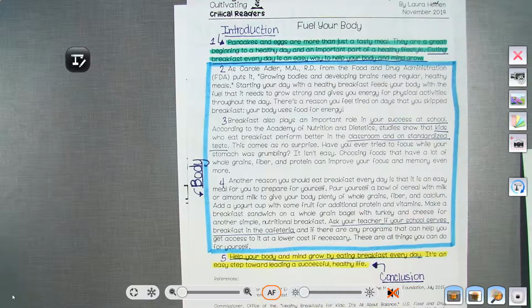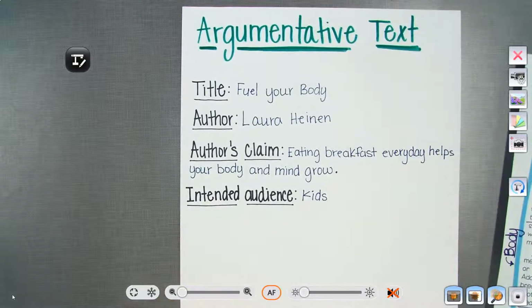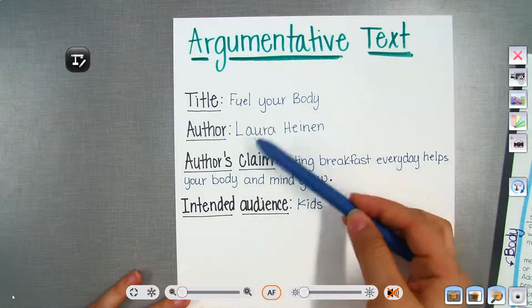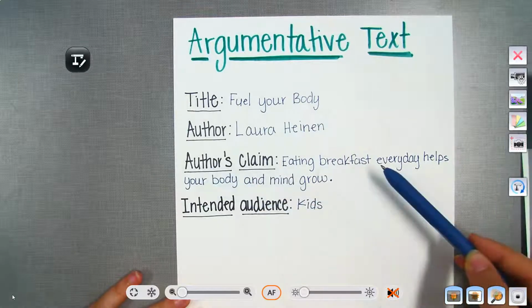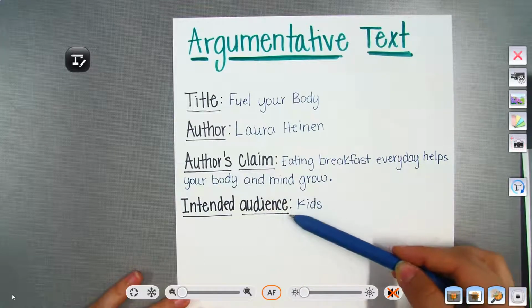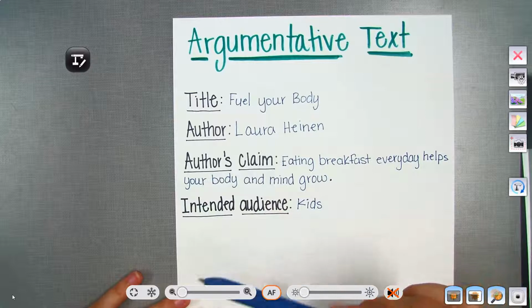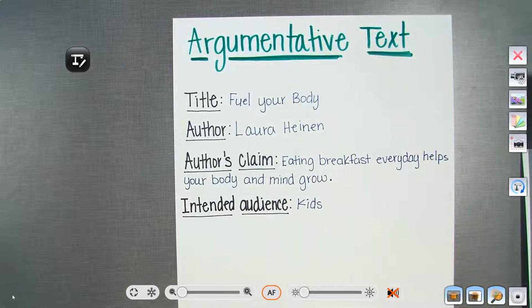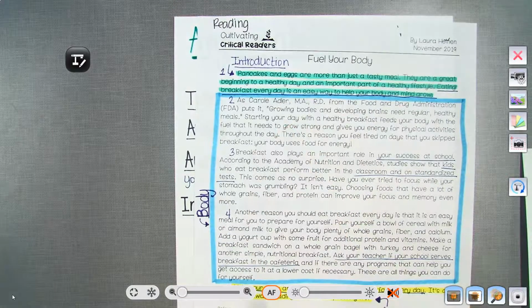Okay. So today we focused on finding the title, the author, the author's claim, which is our most important thing, and the intended audience. Who is the author trying to reach out to? Who is he writing this for? Who's going to be the reader?